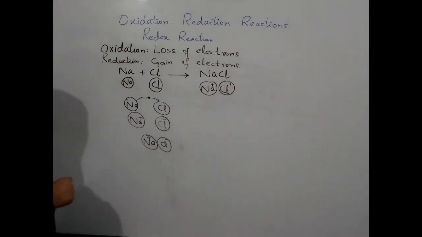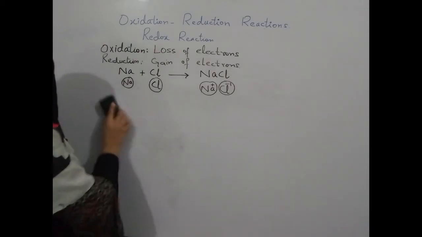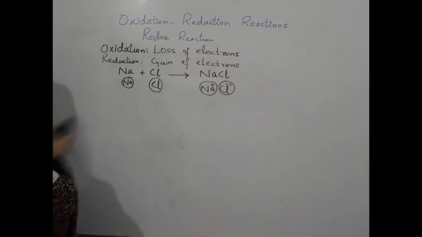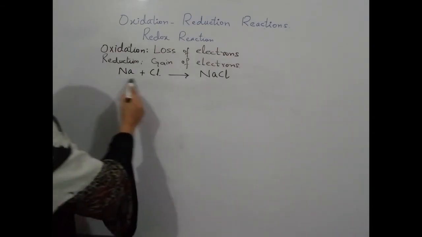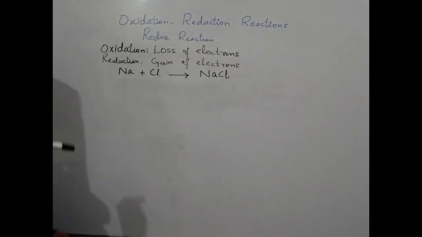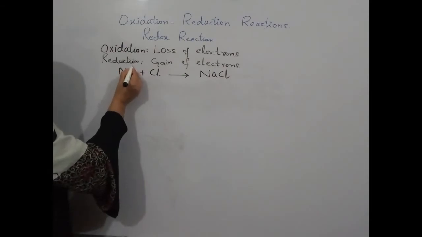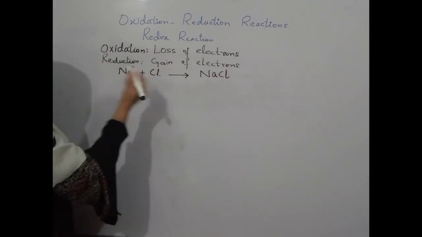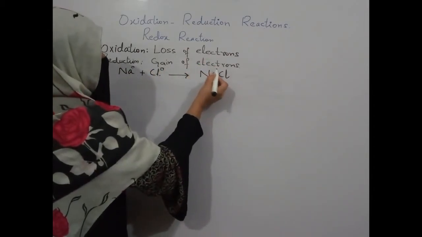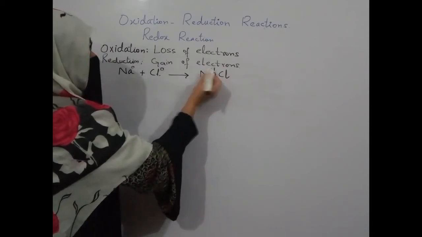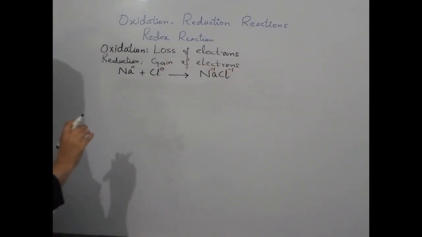We can write this example in the form of this equation. This is a full equation for the formation of sodium chloride, an ionic compound. In this equation, the oxidation state of sodium is 0. Chlorine is also 0. Sodium here becomes positive 1 and chloride negative 1.